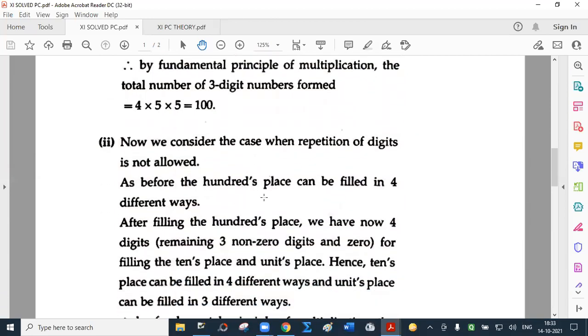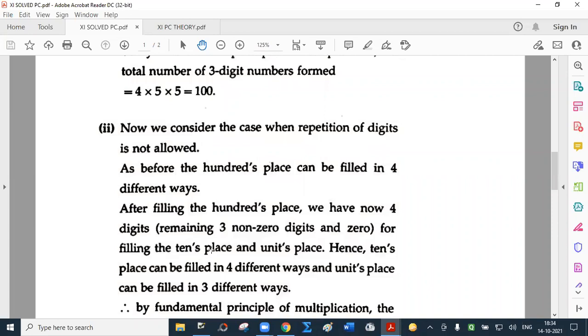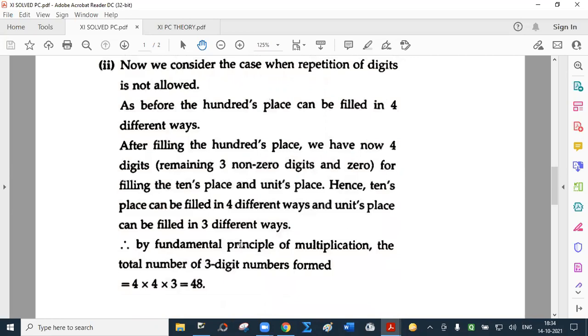Second, now we consider the case when repetition of digits is not allowed. As before, the hundreds place can be filled in 4 ways. After filling the hundreds place, we have now 4 digits. Why? Because initially there were 5, 1 is already used. So 4 digits for filling the tens place. So tens place can be filled in how many ways? 4 ways. Now repetition is not allowed, so units place can be filled in 3 ways only. So by the fundamental principle of multiplication, total number of 3-digit numbers is 4 into 4 into 3, that is 48.